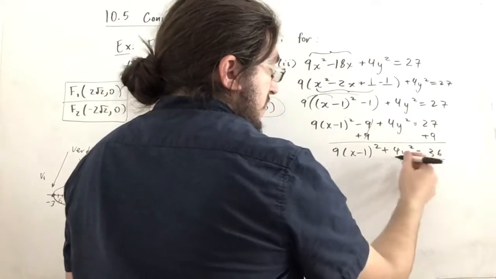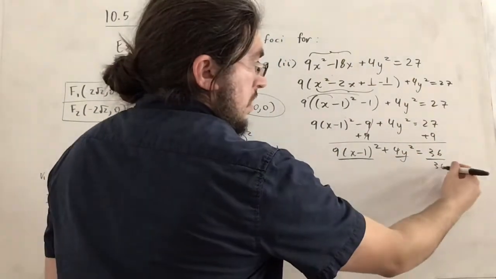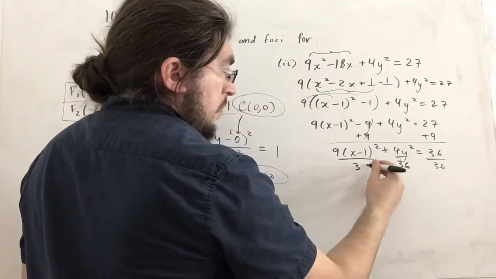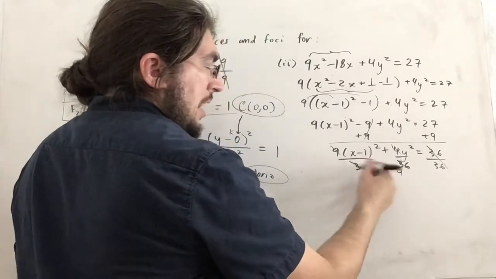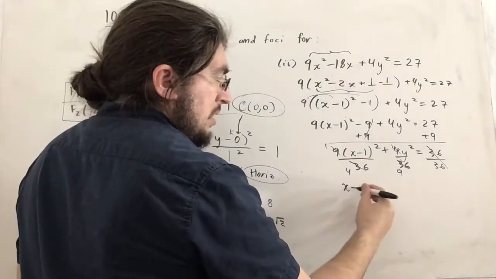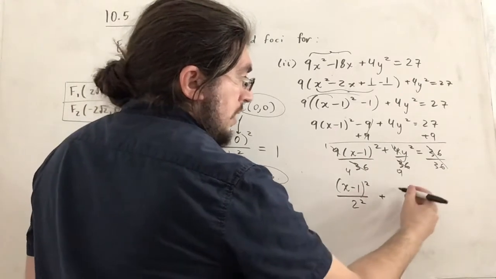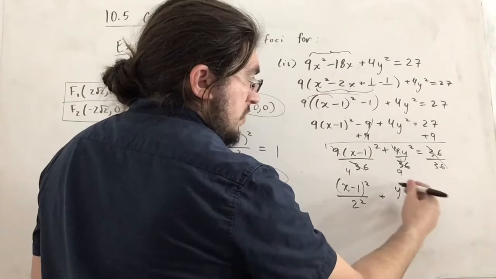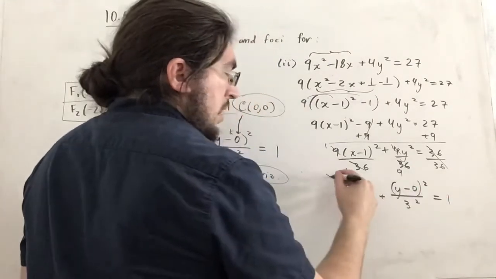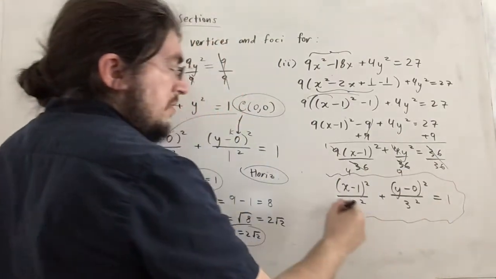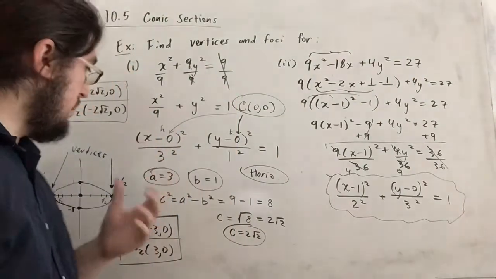That's good. So we divide everything by 36 to make this a 1, kind of like we saw over here. Then we'll get our standard form that we were looking for. So notice 4 goes into 36 9 times, 9 goes into 36 4 times. So we get x minus 1 all squared over 4, which is 2 squared, plus y technically minus 0 squared over 9, which is 3 squared, is equal to 1. So now we're going to use this to find the vertices and the foci like we did over here.